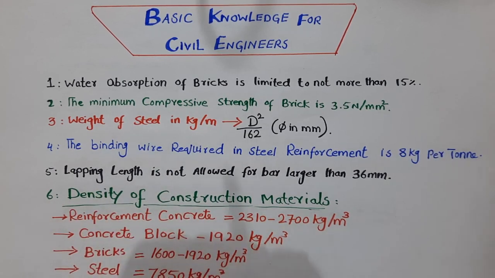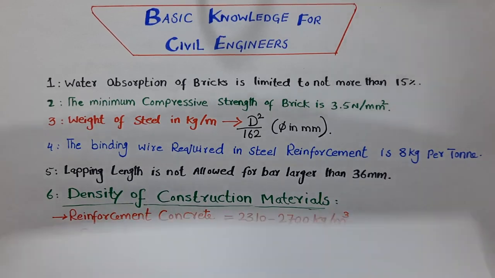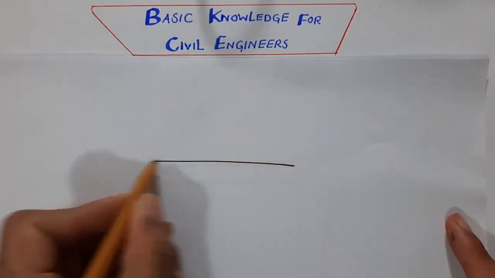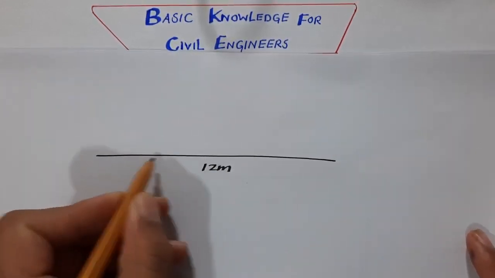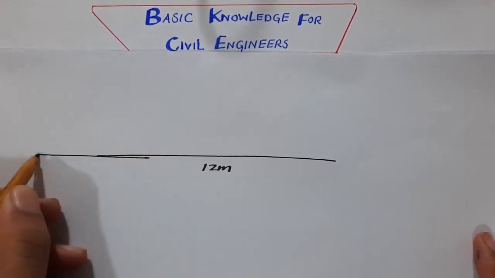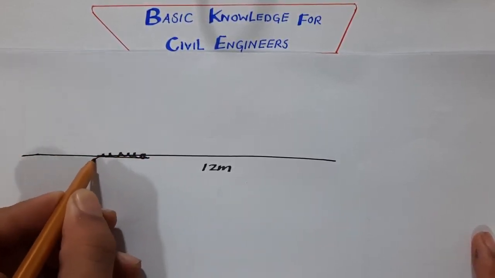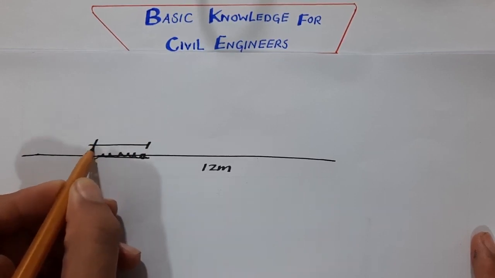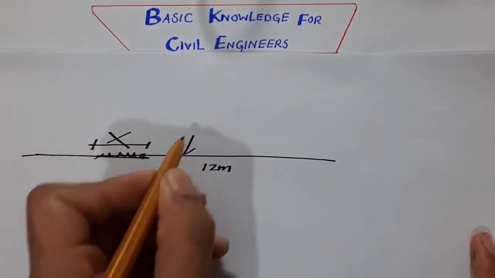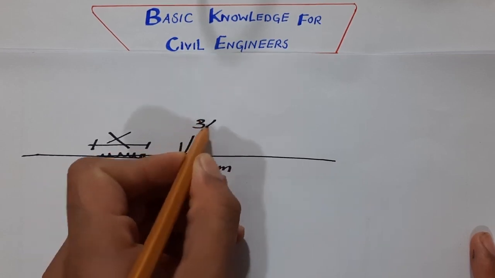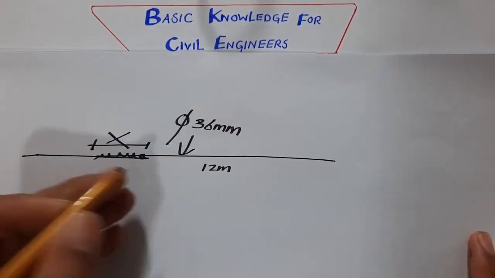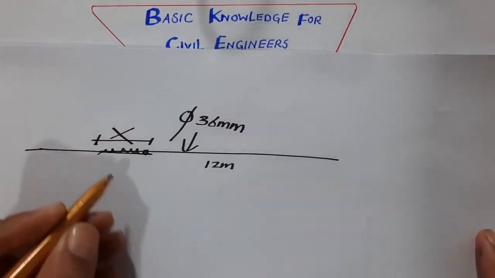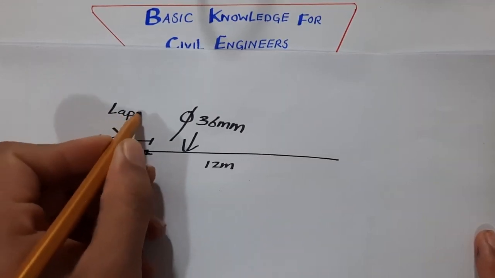Let me guide you on how the lapping is not allowed. First of all, this is one steel rod, which is, for example, 12 meter, okay? If you want to increase the length of this steel rod, we will overlap the other steel rod. So here, this is lapping. This lapping is not allowed if the dia of steel rod is more than or larger than 36 mm, okay? But for 12 mm, 16 mm, 20 mm, you are allowed to provide lapping, okay? So this is the point.